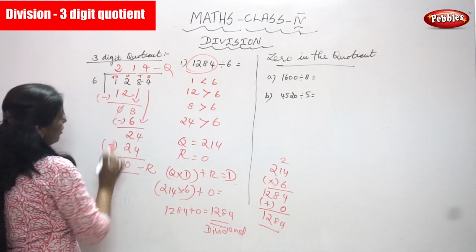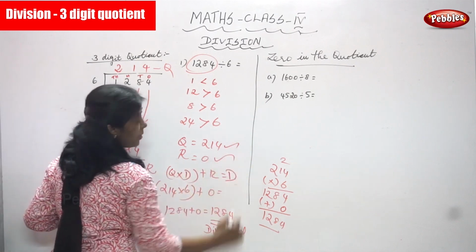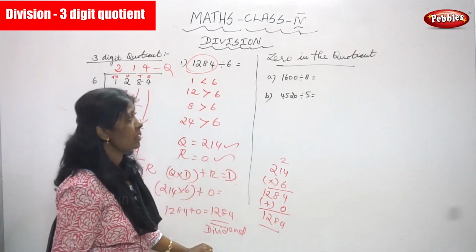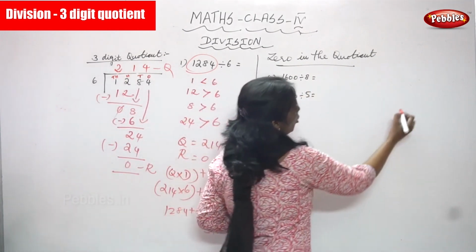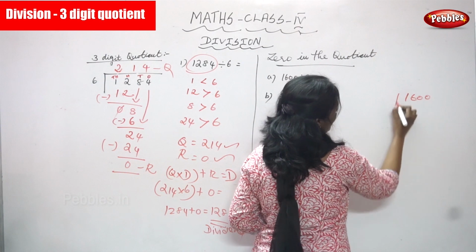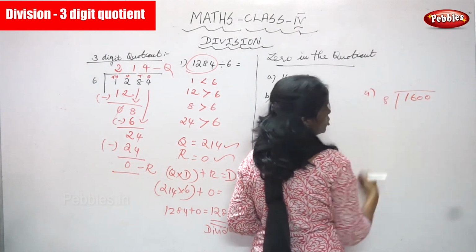So, whatever you find, the quotient as well as the remainder, both are correct in this sum. Now, let's solve some problems. 1600 is divided by 8. This is the first sum, the A sum we are going to solve.